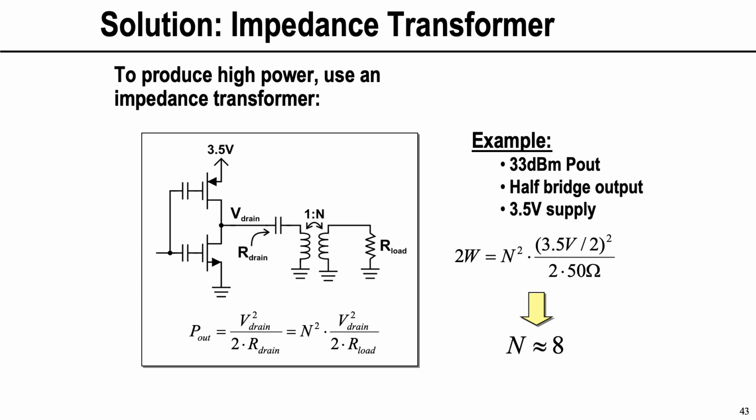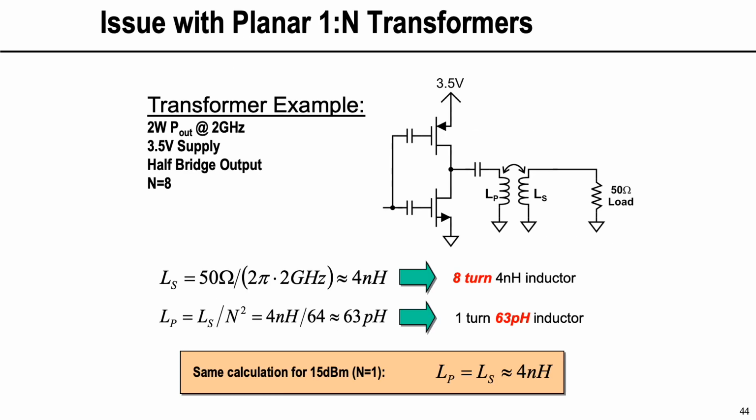If you just were to make that transformer, the primary and secondary inductors would look very strange, because in this example, the secondary inductor would be a 4 nanohenry inductor, which is a relatively normal value for on-chip inductors. But the primary inductor would be 63 picohenries. And again, it's possible to make a 63 picohenry inductor on chip, but coupling it effectively to a 4 nanohenry inductor is very difficult. So the large disparity is significant.